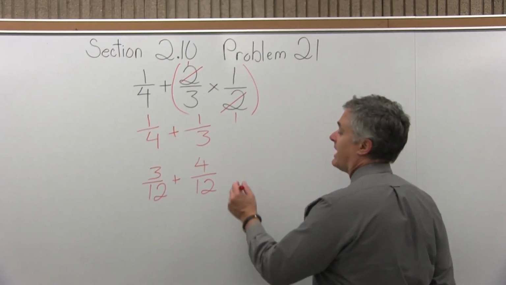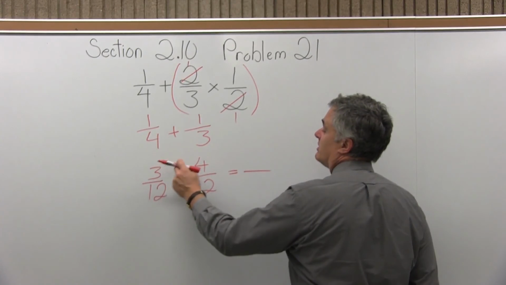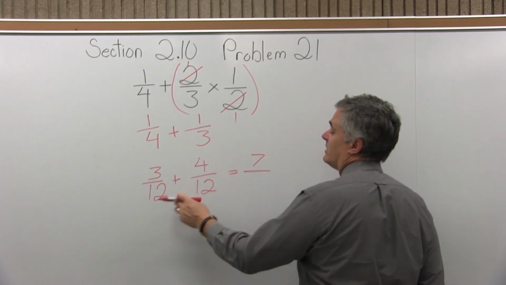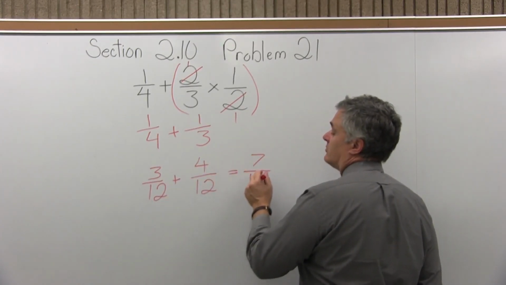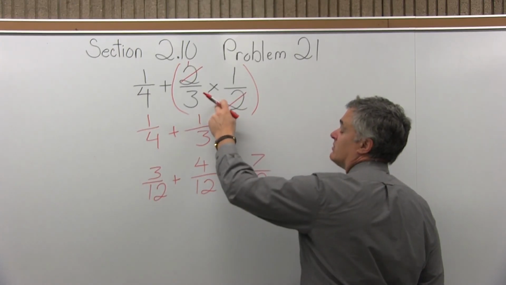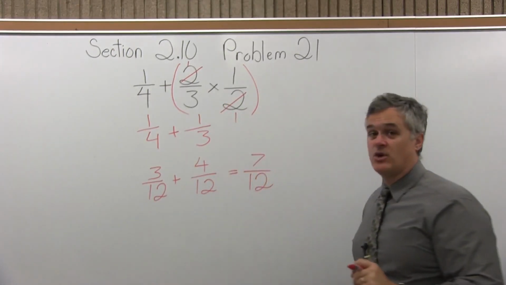So now I just combine the numerators. 3 plus 4 is 7, and we keep the common denominator of 12. So the final answer for the original problem is 7 over 12.